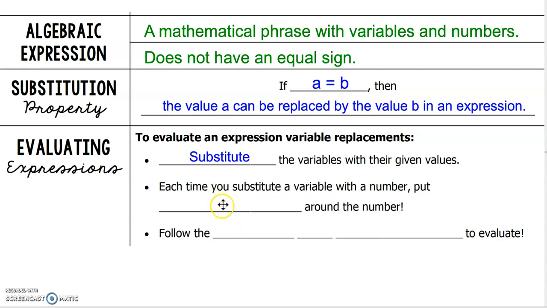Each time you substitute, put parentheses around the number. It's not really necessary mathematically, but it will keep your work less confusing. So this is just a good rule of thumb. It's more of a convention than a rule. And of course, follow the order of operations to evaluate.